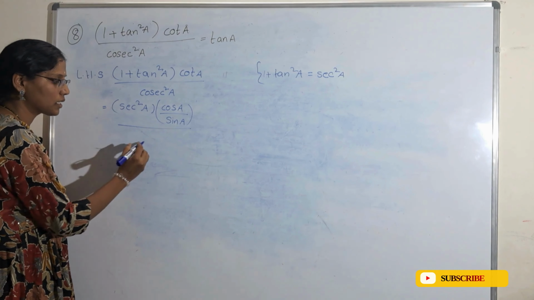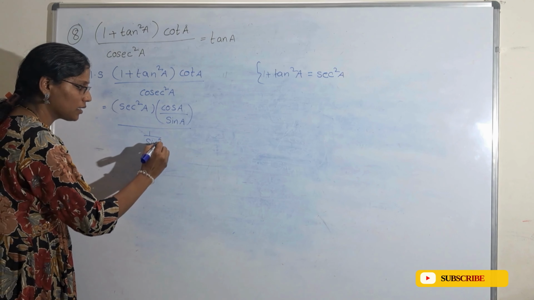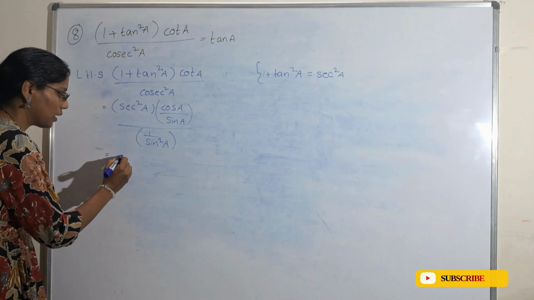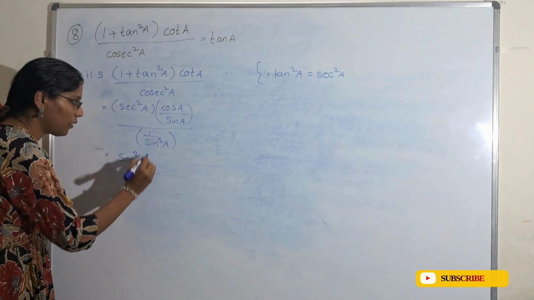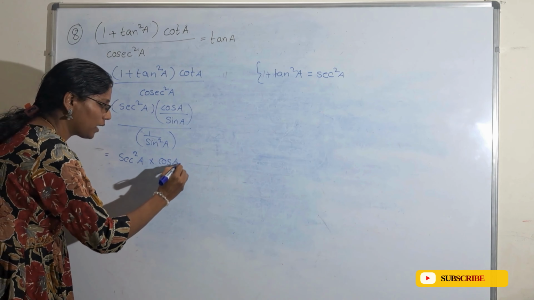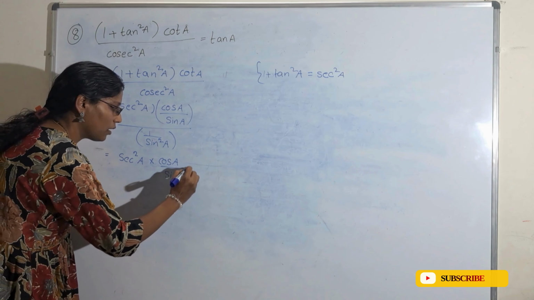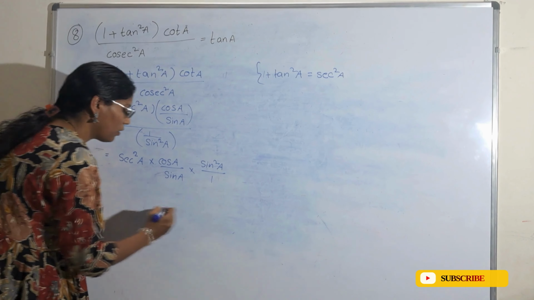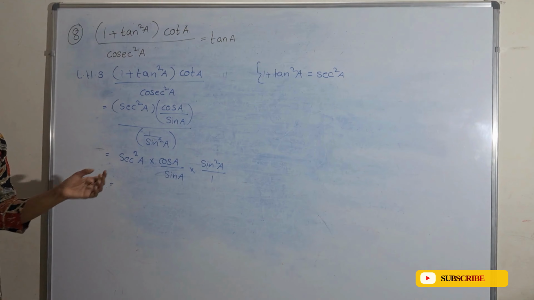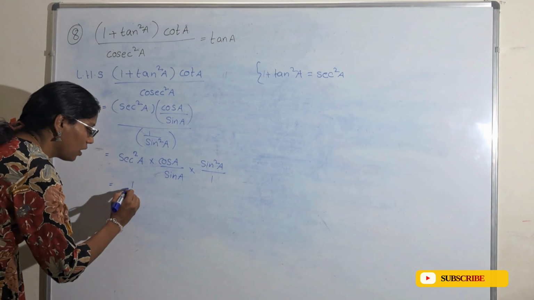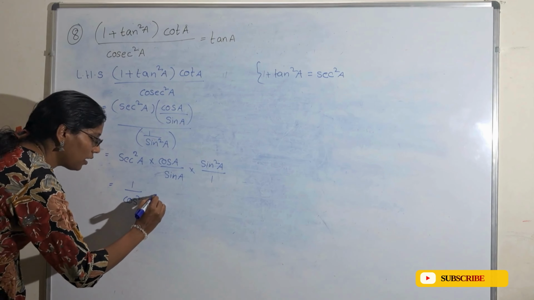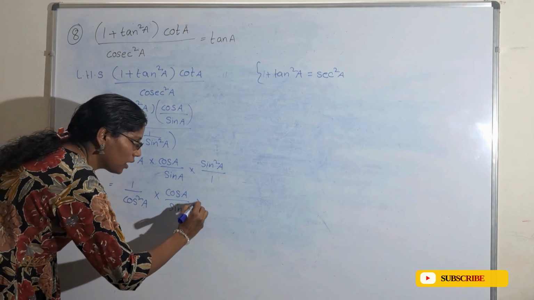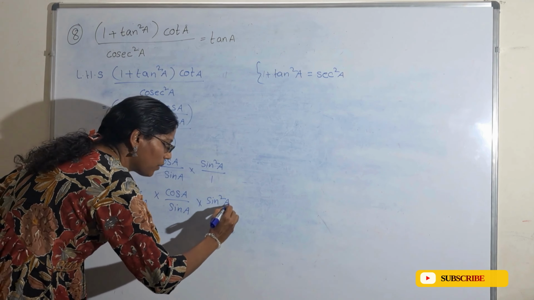divided by cosecant square A, which is 1 by sin square A. Here in the denominator we have to take the reciprocal. Secant square A into cos A by sin A into sin square A, the reciprocal, sin square A by 1. Here secant square A also you have to write in terms of cos: 1 by cos square A into cos A by sin A into sin square A by 1.